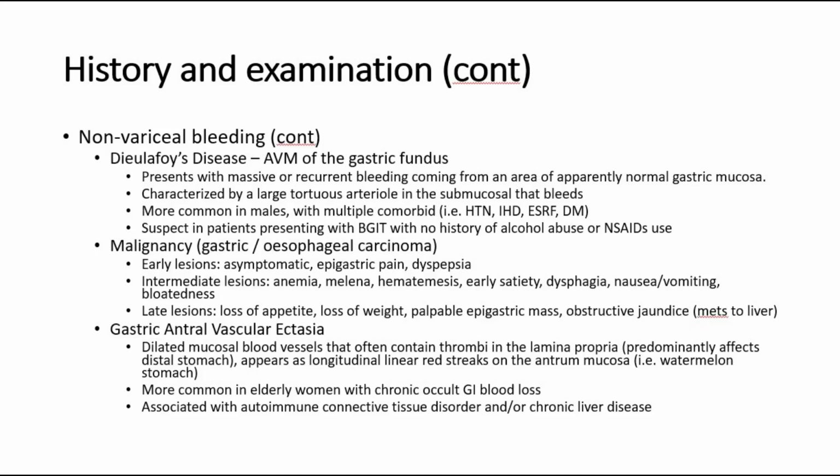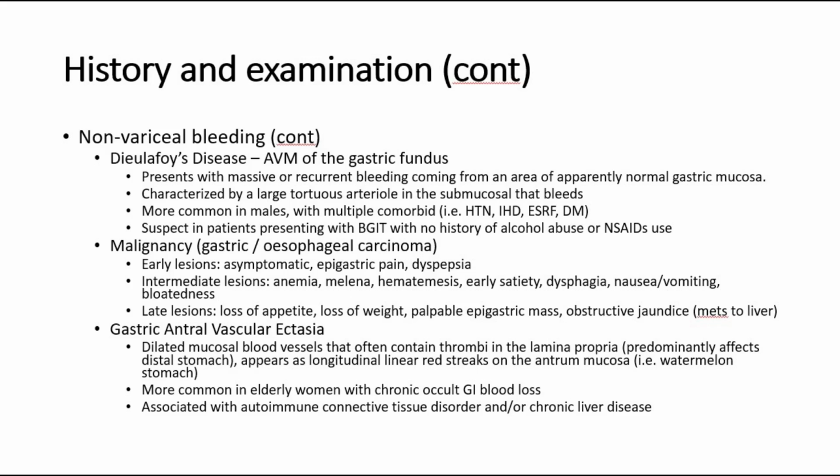Dieulafoy's disease, which is an arteriovenous malformation of the gastric fundus. It presents with massive or recurrent bleeding coming from an area of apparently normal gastric mucosa. Characterized by a large tortuous arteriole in the submucosa that bleeds. More common in males, with multiple comorbidities. Suspect in patients presenting with UGIB with no history of alcohol abuse or NSAIDs use.